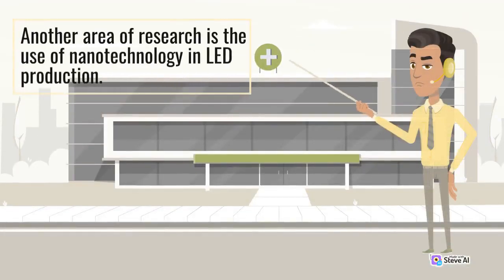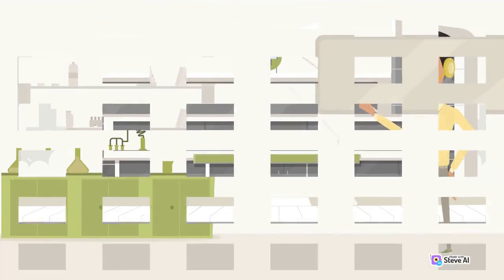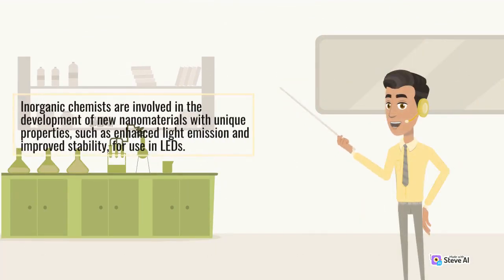Another area of research is the use of nanotechnology in LED production. Inorganic chemists are involved in the development of new nanomaterials with unique properties, such as enhanced light emission and improved stability, for use in LEDs.